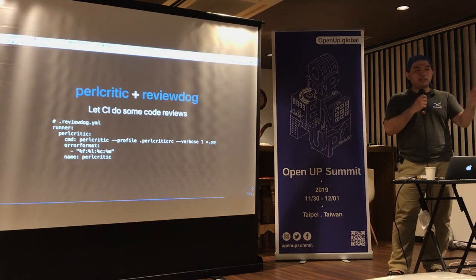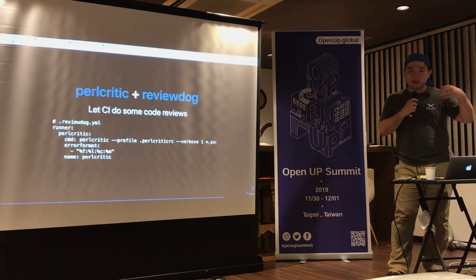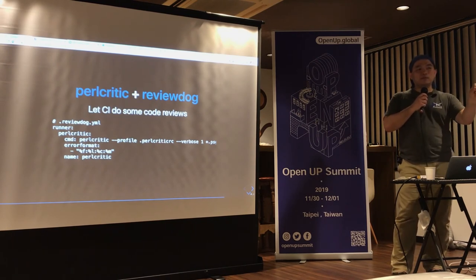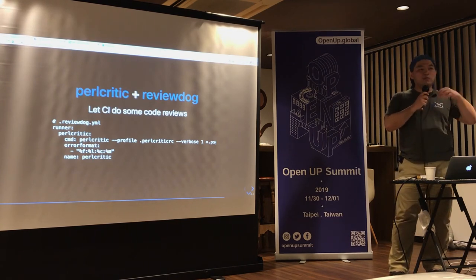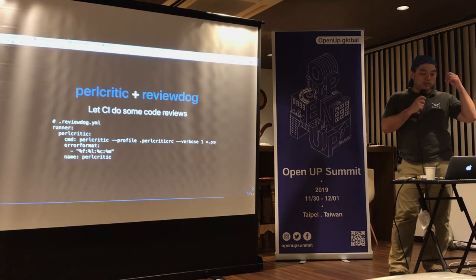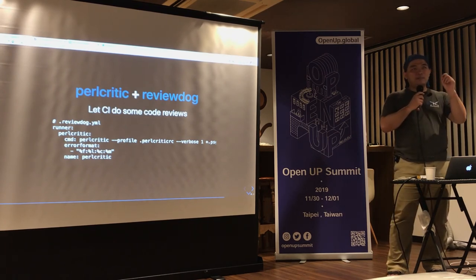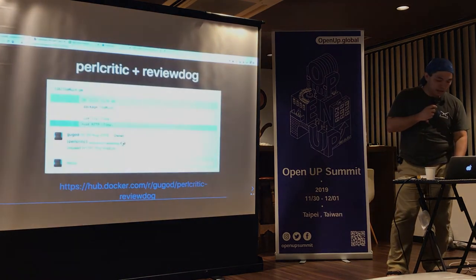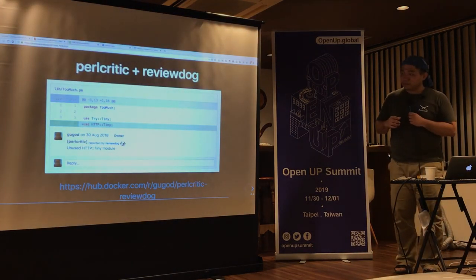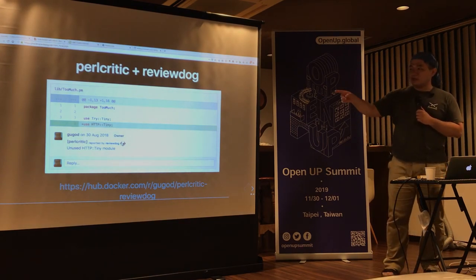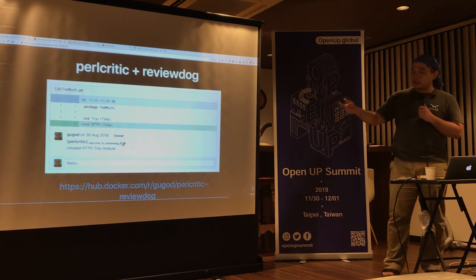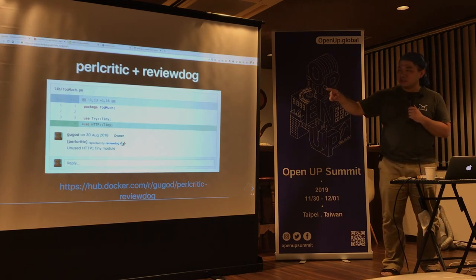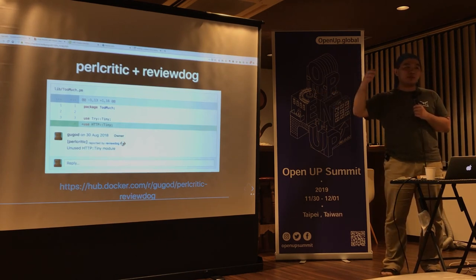ReviewDog recognizes the output of many, many other linters or formatters that report there's something wrong in this file, this line, this column, and here's an error message. ReviewDog parses those out and then posts a message to GitHub. Basically, look at this. That comment is posted by the ReviewDog robot, basically saying you declared some module to be used, but you don't actually use it later.